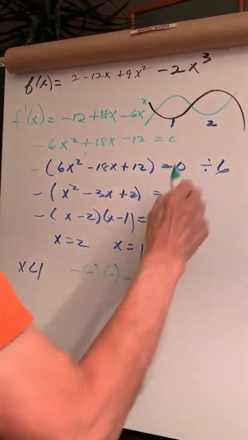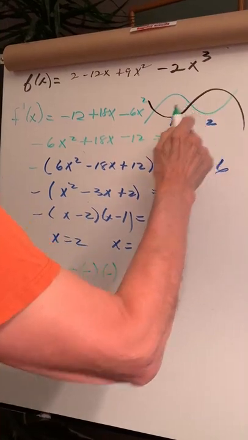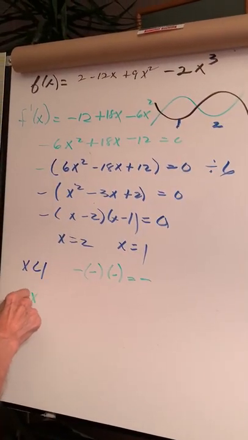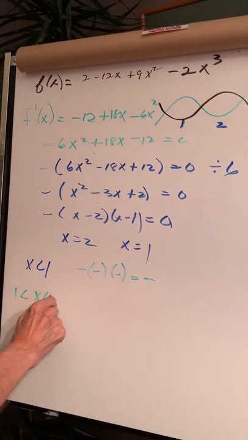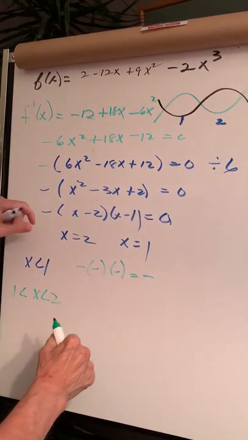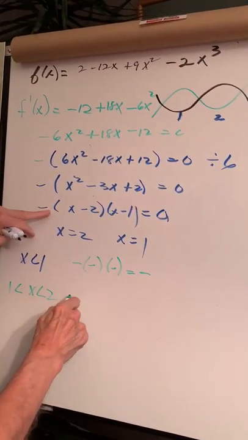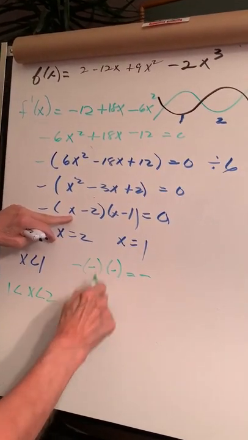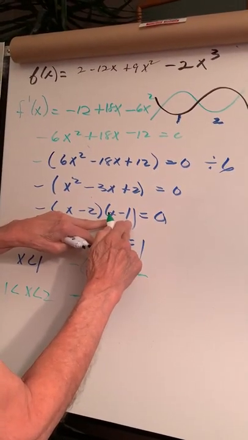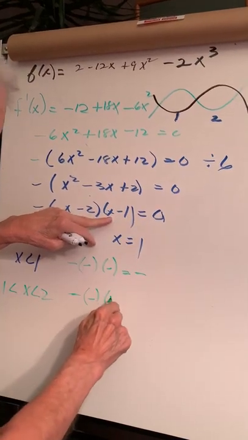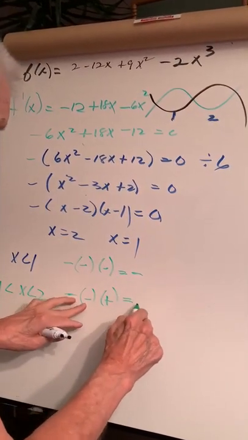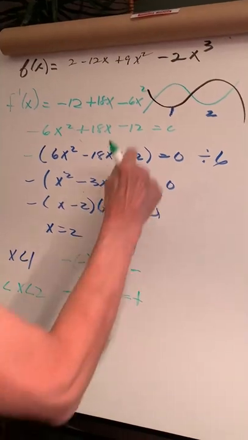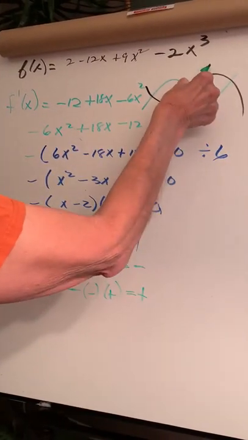Okay, let's go in the middle between 1 and 2, like 3 halves. X lies between 1 and 2. Let's use 3 halves, 1.5. This is negative. 1.5 minus 2 is negative, and 1.5 minus 1 is positive. So the two negatives make it positive. So between 1 and 2, the slope is positive.